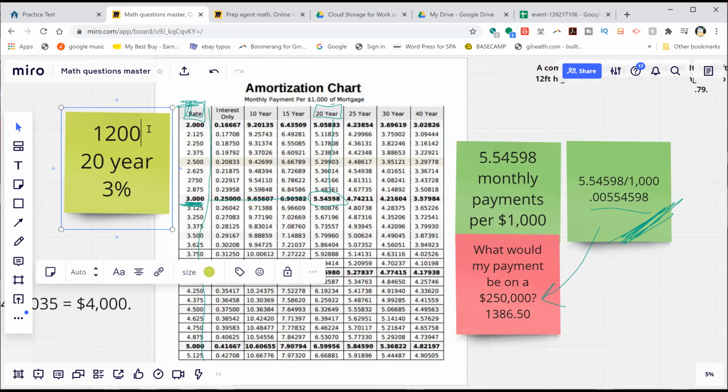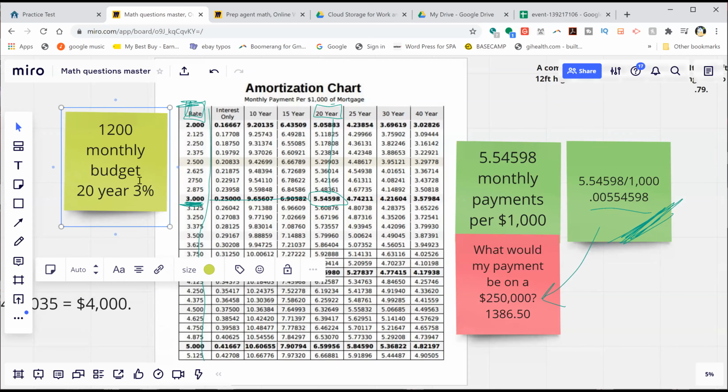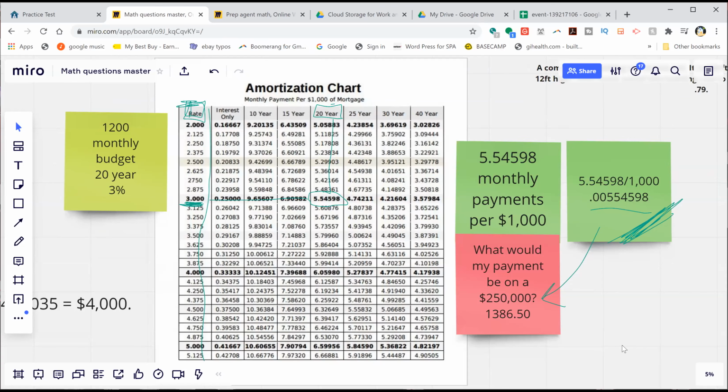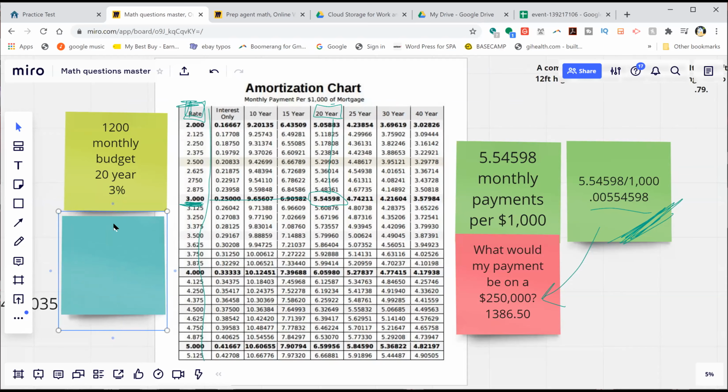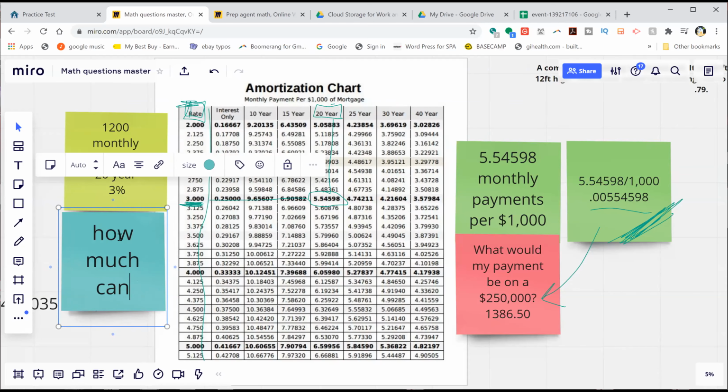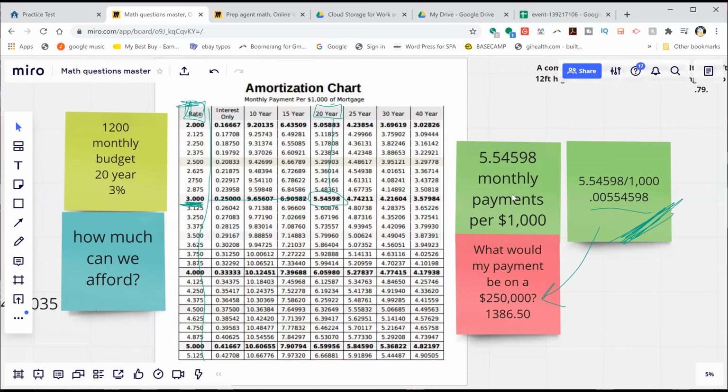So guys, I have a $1,200 monthly budget, okay? And I'm approved for the 20-year loan, and I am at a 3% interest rate. How much could I afford? So we're going to put another sticky note here, and we're going to go through this. We're going to say, how much can we afford? We're basically going to be using this 5.5498, but we're going to be going through a little bit of a different process to get there. So guys, I want to know what you think your first step would be.